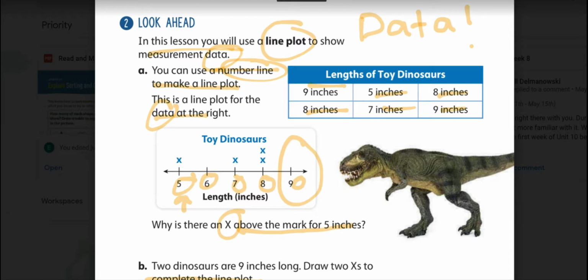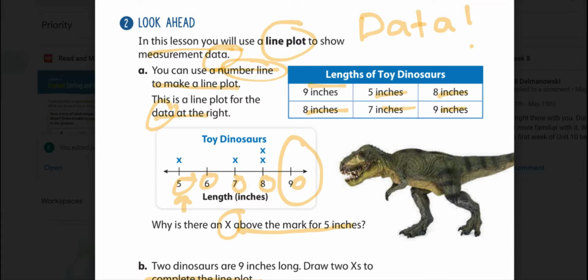So let's see. A, you can make a number line to make a line plot. Hey, we know how to use number lines. Last week, we just learned how to use number lines to add and subtract length. So we're pros at that by now. Okay, so here's a line plot. It looks like a number line, right? But it's not ordinary because it doesn't start with 0. So it's like a line graph. This is a line plot for the data at the right. So do you see this graph? We just used a graph up above.